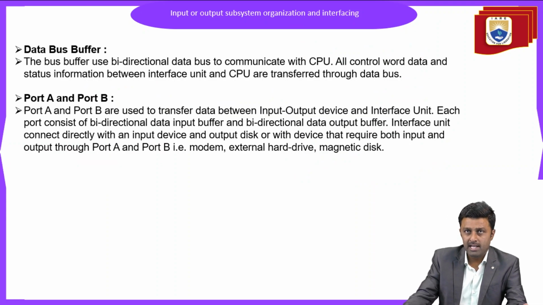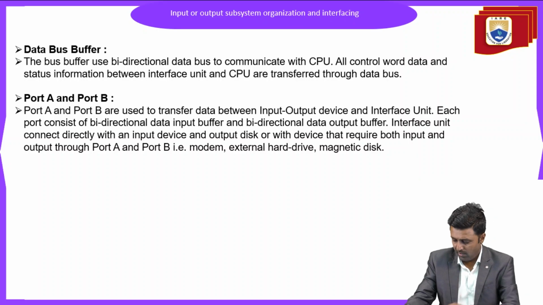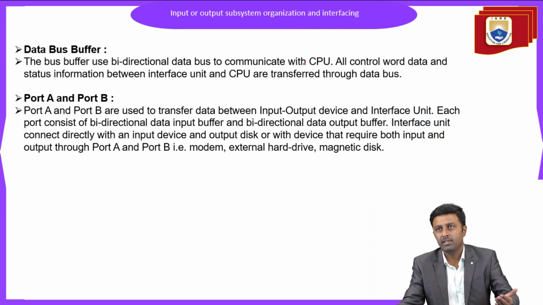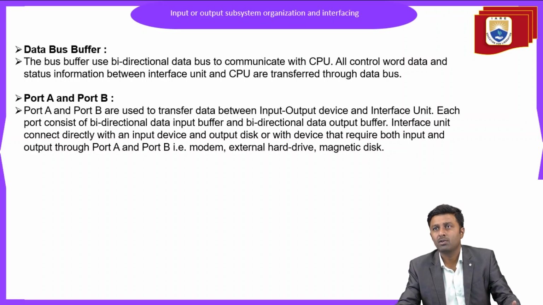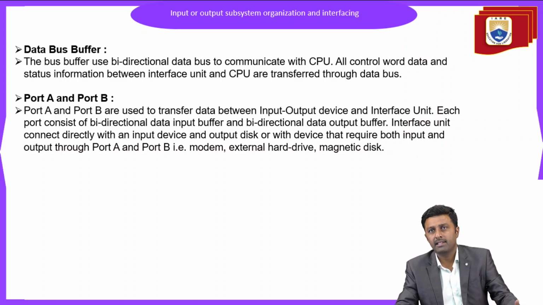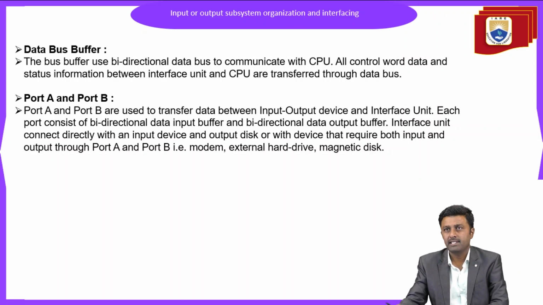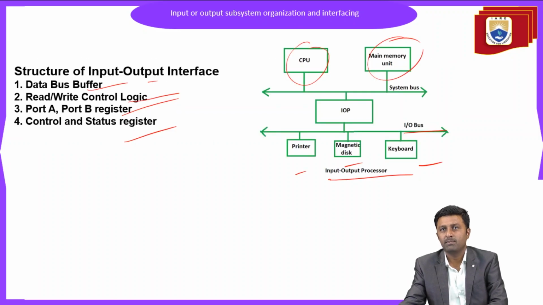Data bus transfer is a bidirectional bus, which is connected with the CPU, as you can see in the figure. It is used to transfer data and status information between the interface units and the CPU through the data bus. That is, the data will be transferred to the CPU with the help of the data bus. That is the first one.